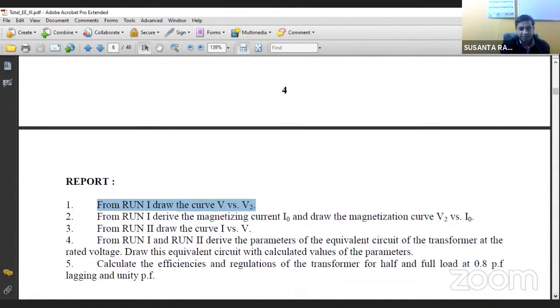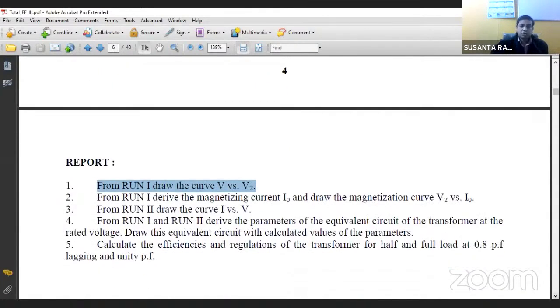Okay, so these are the post-experimental calculations and report you have to make. But anyway, this time you will not have to submit this report. Anyway, if you have any question on this experiment, you can ask.